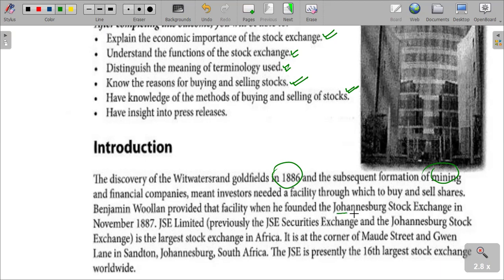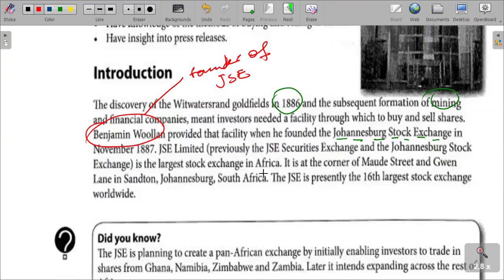Sometimes our examiners go through this quite a lot, where they can ask you in multiple choice questions, who founded the JSE? Please note that the JSE was founded by Benjamin Holland in 1887. Do not forget that. Please take note of that. The main man behind this was Benjamin Holland, the founder of the JSE. This question might appear as a multiple choice question.